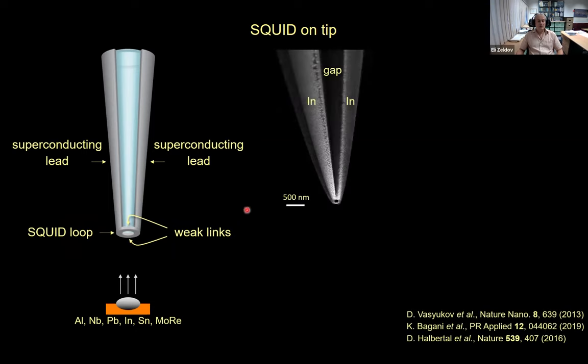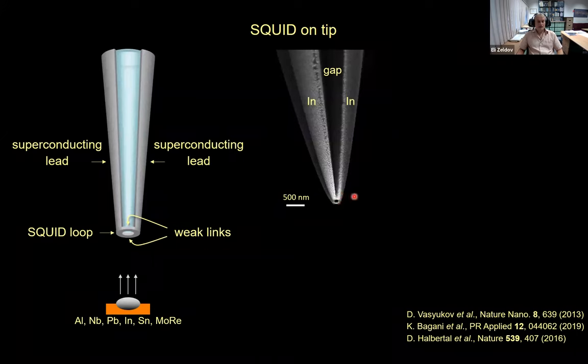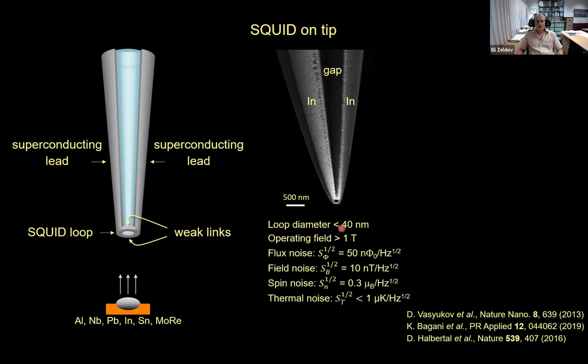So now this is how it looks in scanning electron microscope. This is an indium SQUID. So you see one lead, another lead, the gap between the two, and you see the hole at the apex. So now we have an extremely sensitive device residing at the apex of a sharp needle, which is ideally suited for scanning probe microscopy. These devices, the SQUIDs, can be as small as 40 nanometers.